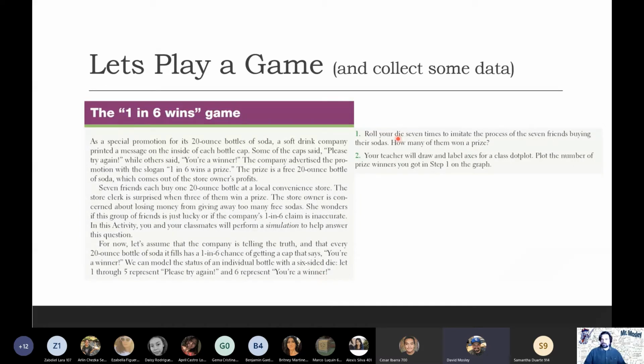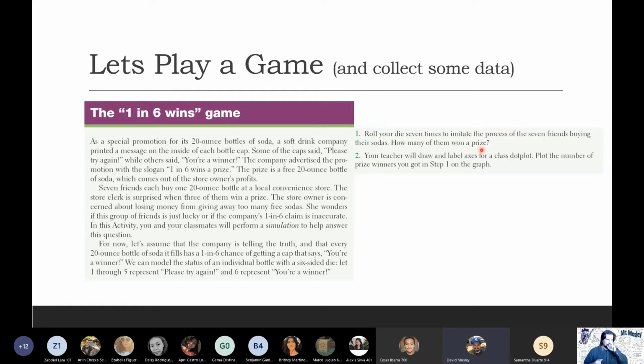Right, so you guys are going to roll your digital dice 7 times to imitate the process of the 7 friends buying their sodas. You're going to, in the Microsoft Form, input the number of wins in your 7 rolls. So if you only roll one 6 when you do 7 rolls of the dice, you're going to put in a 1. Right? So then we're going to collect this data, and I'm going to create a box plot using StatKey so that we can look at the data and then talk about it.